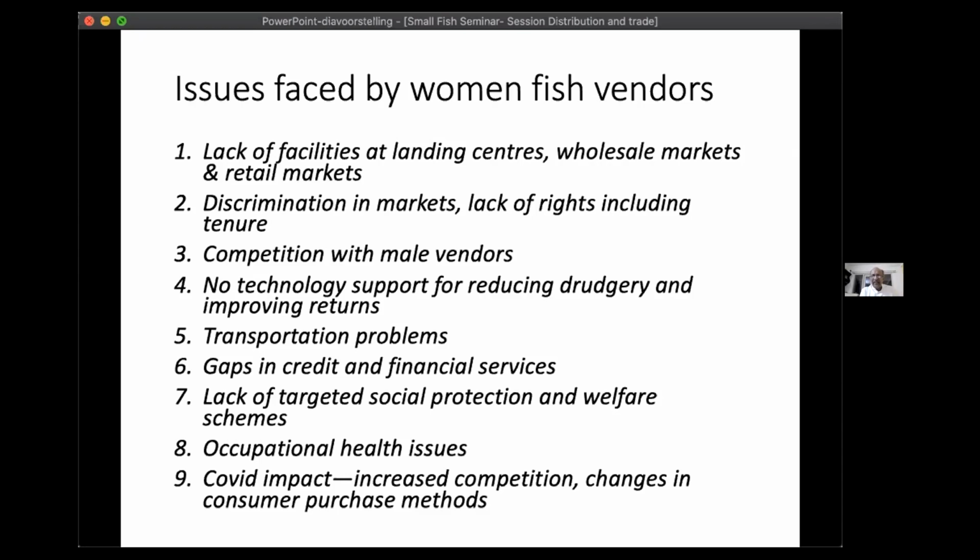This category of fish vendor is not precisely understood. It's loosely taken that all fisherwomen are the same, etc. So there is very little targeting, very little that reaches them. And because of the drudgery involved, the long distances, the hard work that they do, occupational health issues are also quite high, and they are often not taken care of.